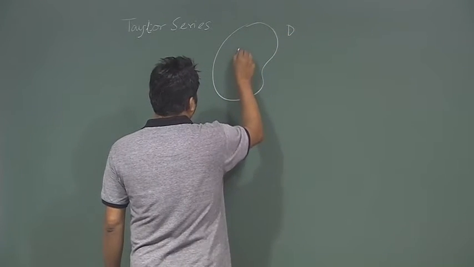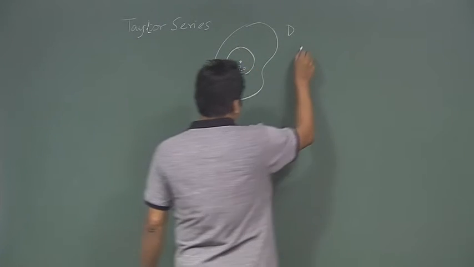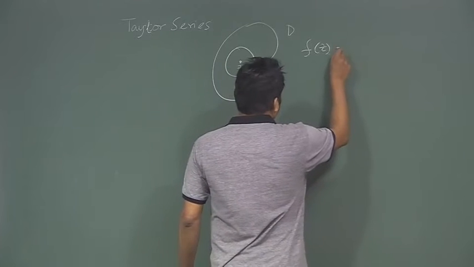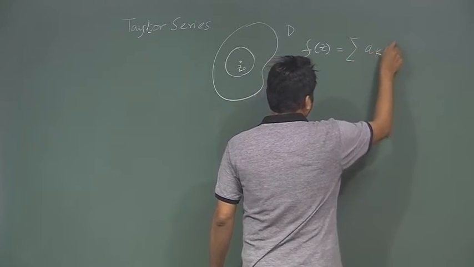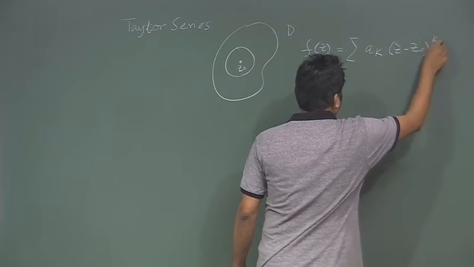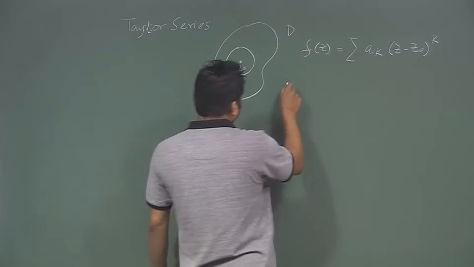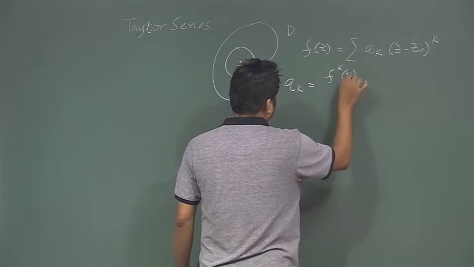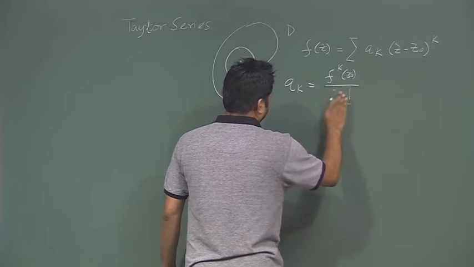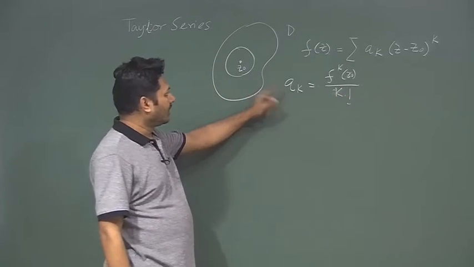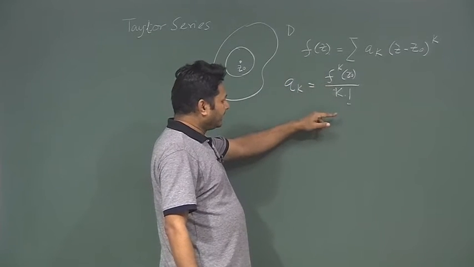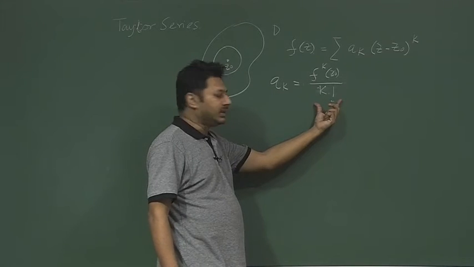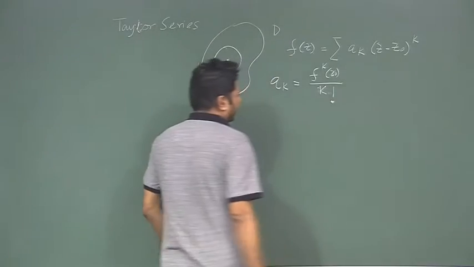in some domain D, then I can expand this function f(z), which is analytic in some domain D, around some point z0, and this expansion can be represented by a power series of the form a_k (z - z0)^k, where a_k is the kth order derivative of this particular function that is given to you, represented by f^(k)(z0) divided by k factorial.